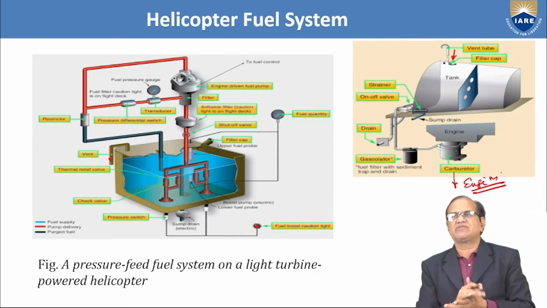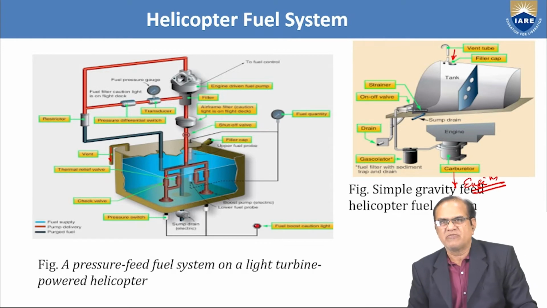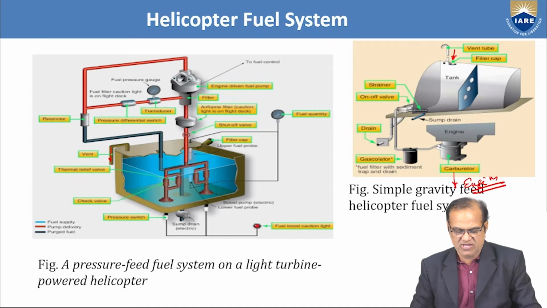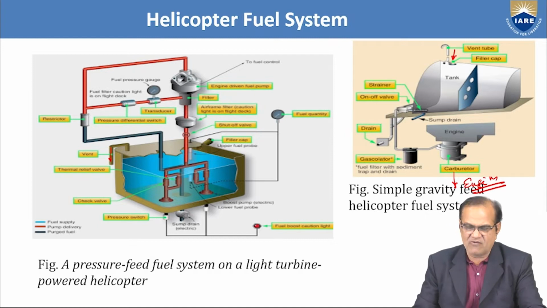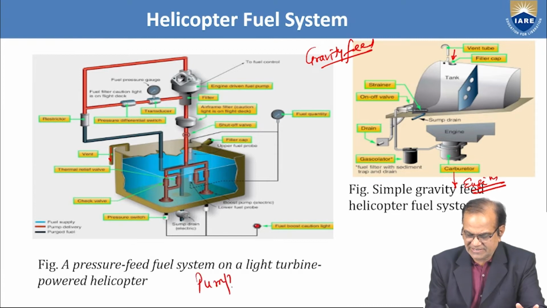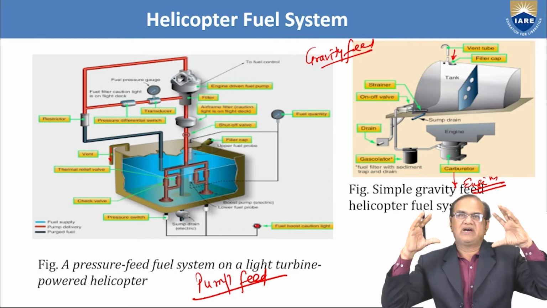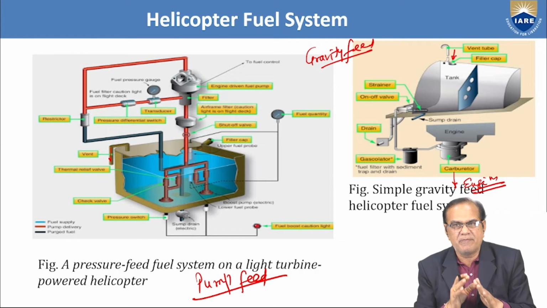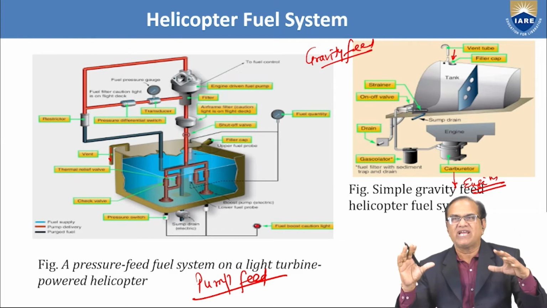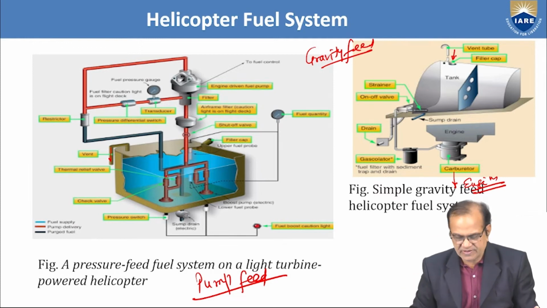So these are the two systems which are explained here: a simple gravity feed helicopter fuel system, and this one is a pressure feed fuel system on a light turbine powered helicopter. This is the simplest one, gravity feed, and this one is the pump feed. I have explained that if the tank is below the engine, then we have to use the pump feed system, and if the fuel tank is above the engine, then we can use the gravity feed system.